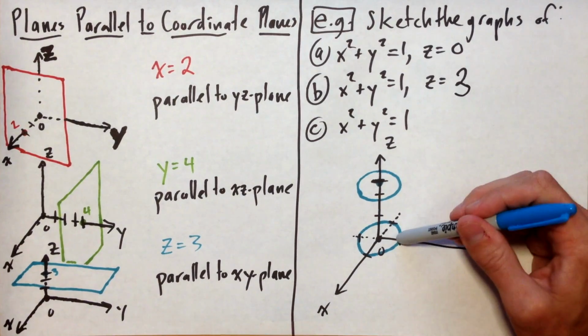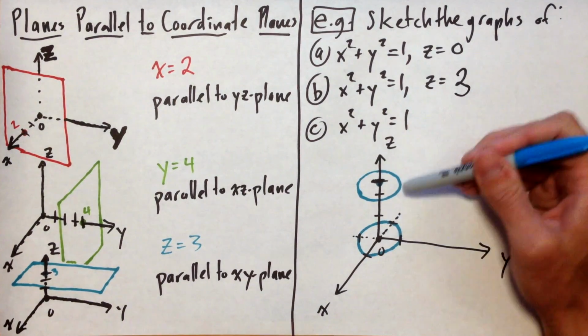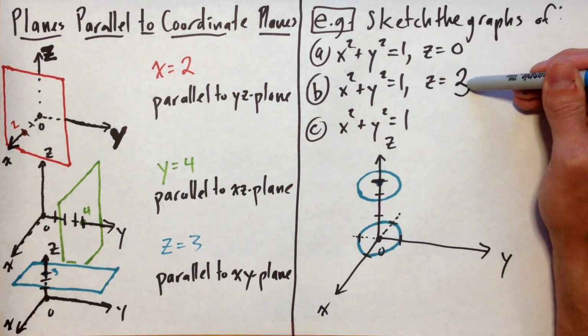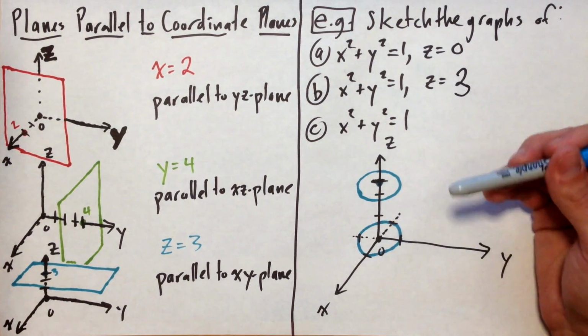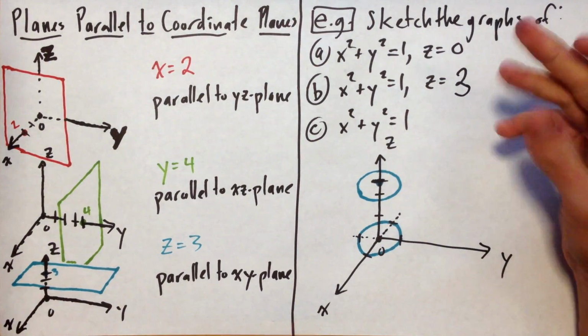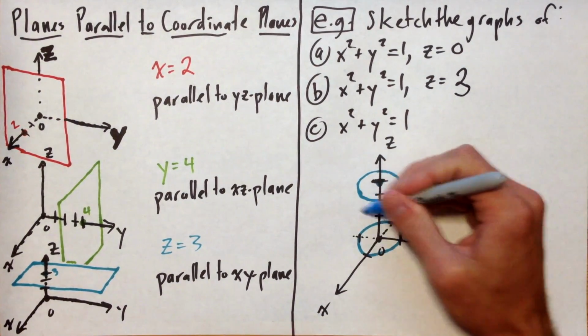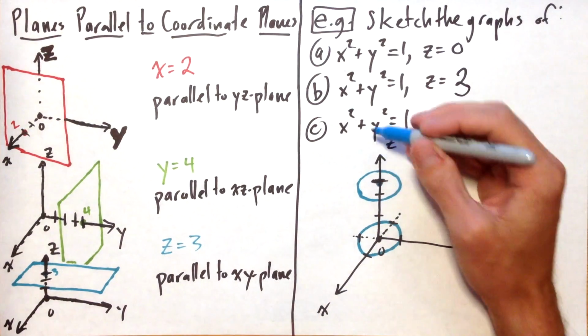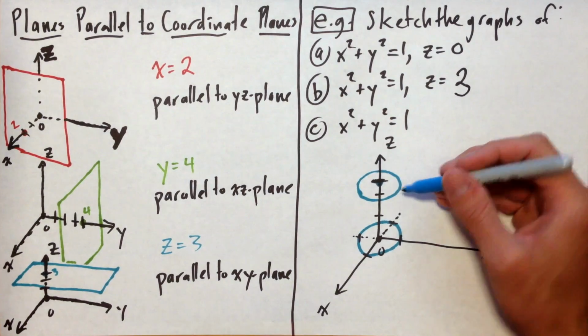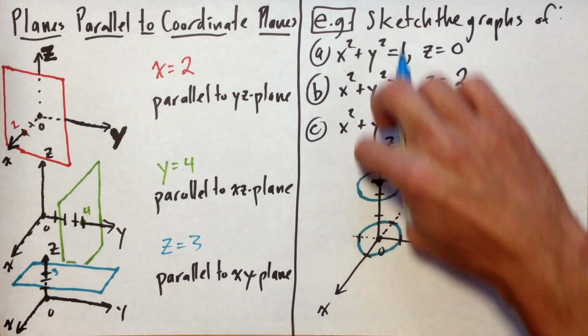Well, that would mean that this circle is part of the graph of whatever this is, and so is this circle. Indeed, for any value of z I put down, I get a circle in the plane z equal to whatever that value is. So for example, if I let z be equal to 2, I get a circle in the plane z equal to 2. The circle is x squared plus y squared equal to 1, but with z equal to 2. And I just get a bunch of circles that lie on top of each other.